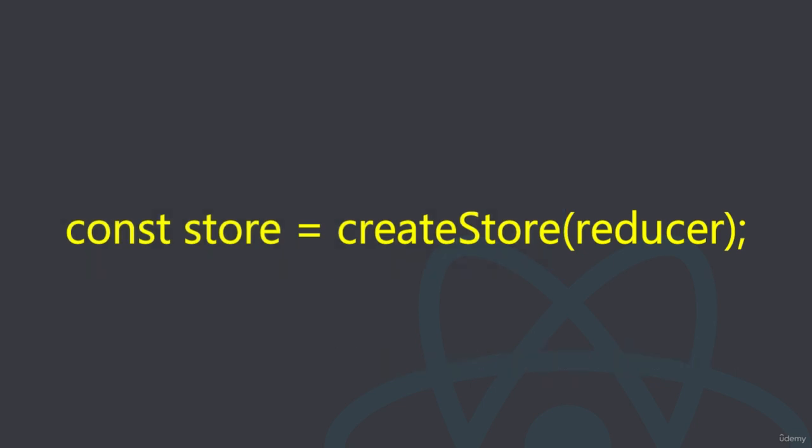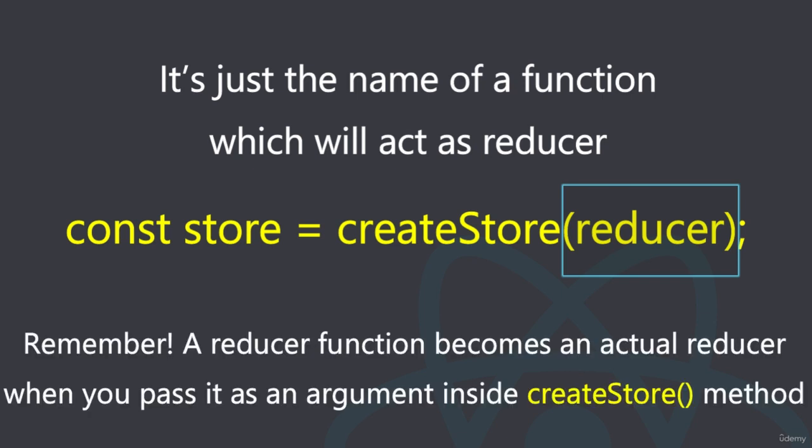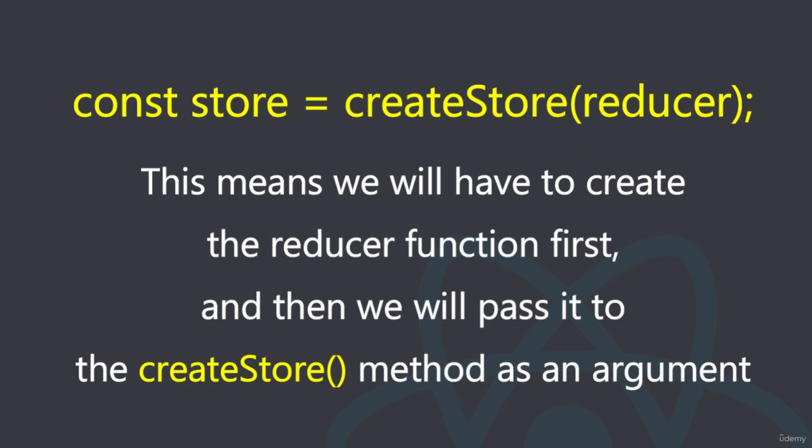As you also see, it takes one argument. It is just the name of a function which will act as a reducer. Remember, a reducer function becomes an actual reducer when you pass it as an argument inside the createStore method. Till that time, it's just a normal function. But the moment you pass that function as an argument to createStore, it will be called automatically whenever there is a store creation or there is a dispatch of action. So this also means that we will have to create the reducer function first and then we will pass it to the createStore method as an argument.